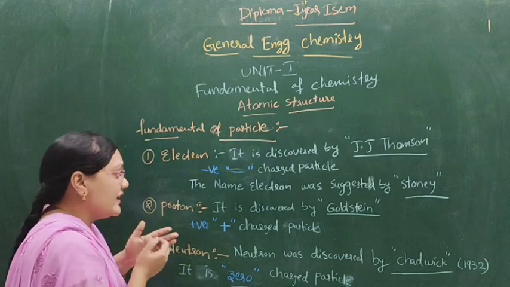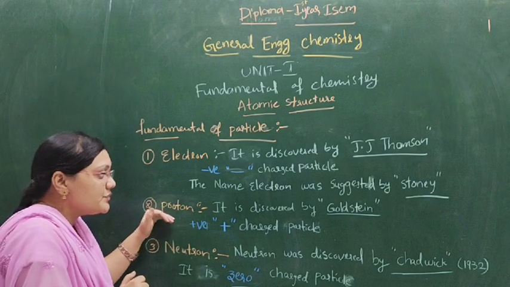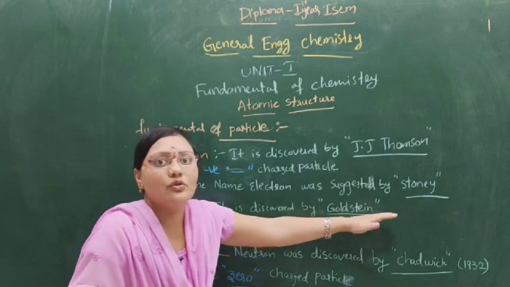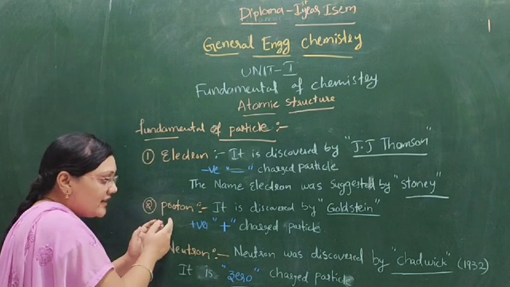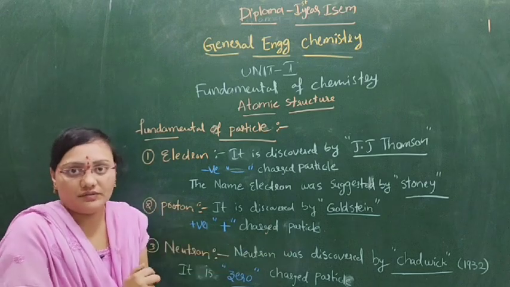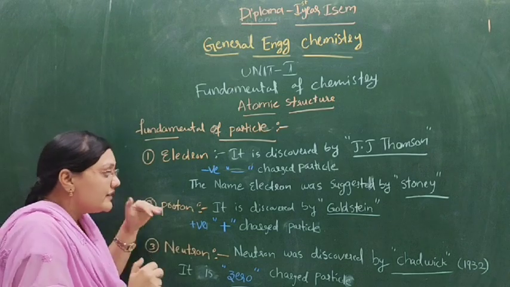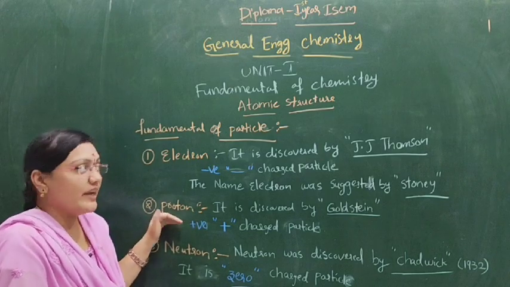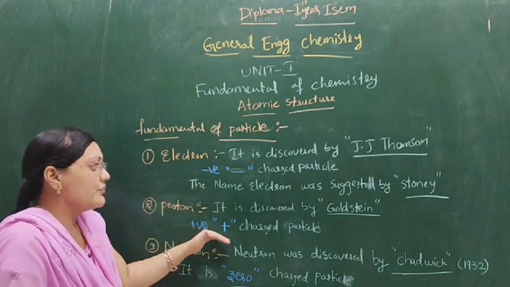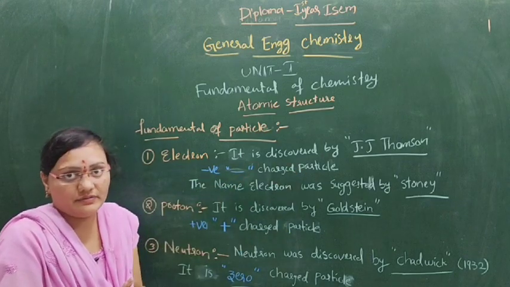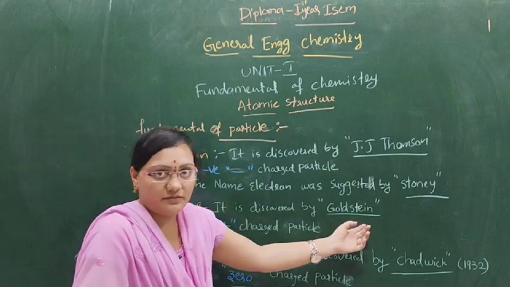The next one is the proton. This proton was discovered by Goldstein, and it is a positively charged particle, found through positive rays. The neutron is not charged like that; the proton is a positively charged particle, discovered by Goldstein.